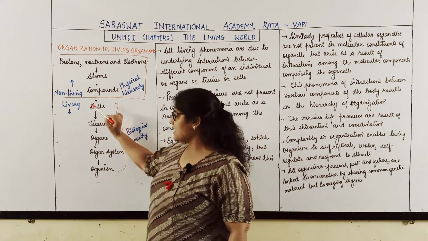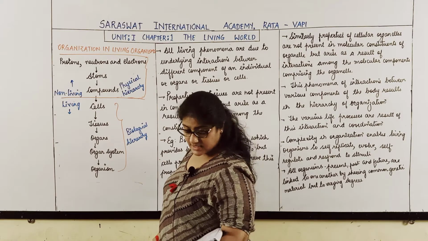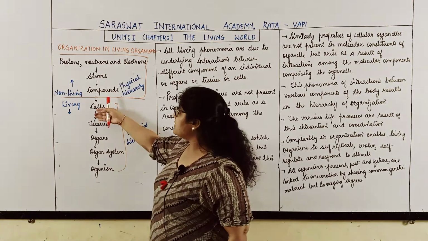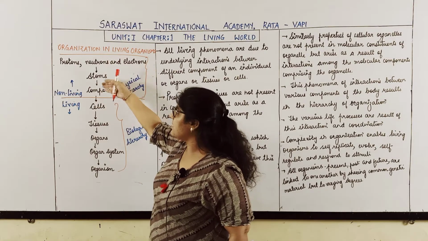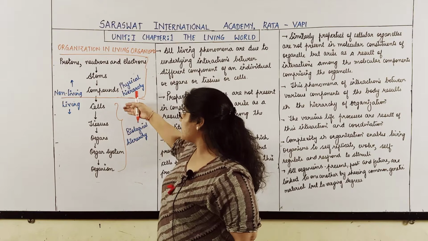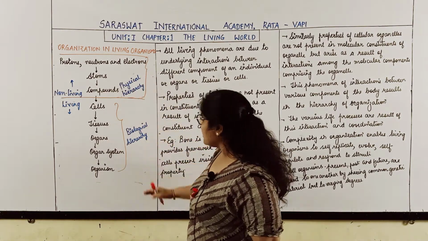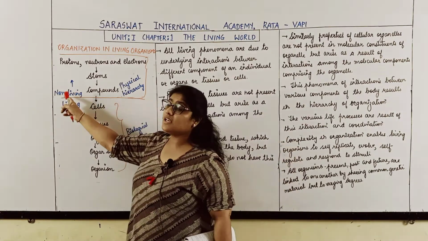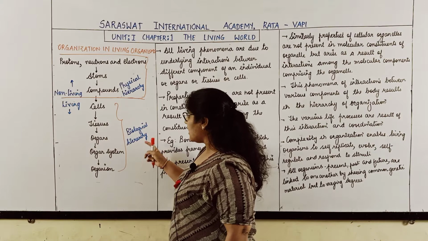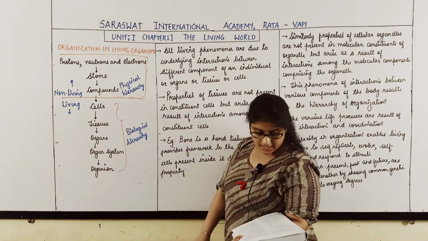Now see students, here I have drawn one line. This differentiates that in this organization there is a physical hierarchy. Hierarchy means different levels, and there is also a biological hierarchy. There are two hierarchies. One is the physical hierarchy, which is basically the non-living hierarchy, and the other is the biological hierarchy, which is basically the living hierarchy.